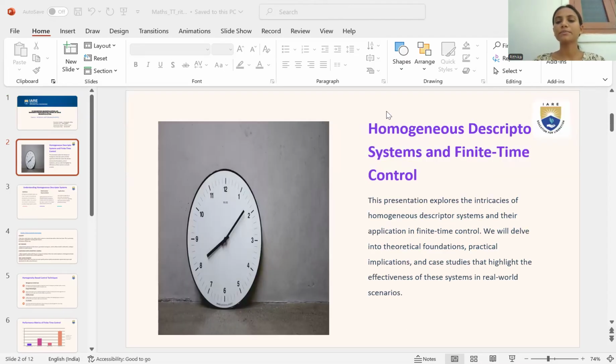Homogeneous descriptor system and finite time control. This presentation explores the indicator of homogeneous descriptor system and their applications in finite time control. We will delve into theoretical foundations, practical implications, and case studies that highlight the effectiveness of these systems in real world scenario.